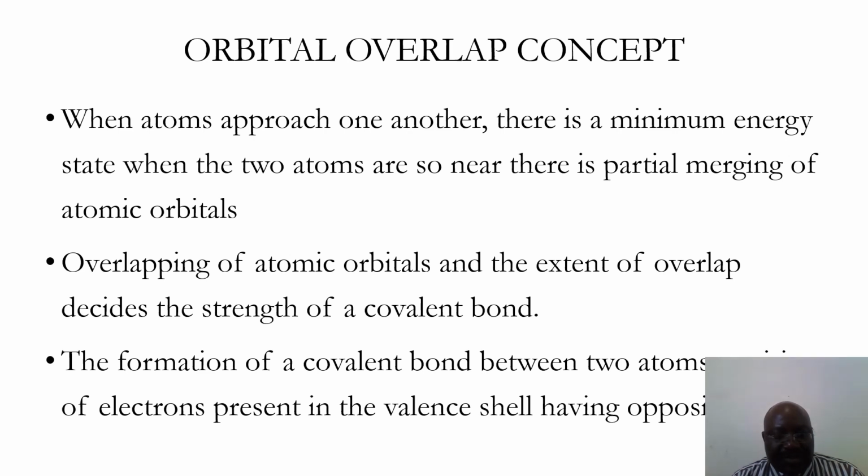Orbital overlap concept. When atoms approach one another, there is a minimum energy state. When the two atoms are so near, there is a partial merging of the atomic orbitals, called overlapping of atomic orbitals, and the extent of overlap decides the strength of the covalent bond formed. The formation of a covalent bond between two atoms depends on the overlap of the orbitals containing the outermost electrons, and it also depends on the number of electrons present in the valence shell having opposite spins.